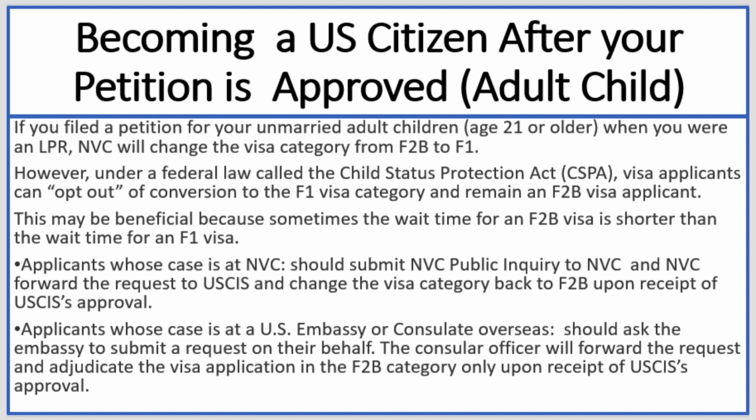However, under the federal law called the Child Status Protection Act, visa applicants can opt out of the conversion to the F1 visa category and remain an F2B visa applicant, which is good. It's up to you how you want to do it. You want to change it to F1, or you want to keep it in F2B. You're going to check the visa bulletin, see your priority date, and see which option is better for you.